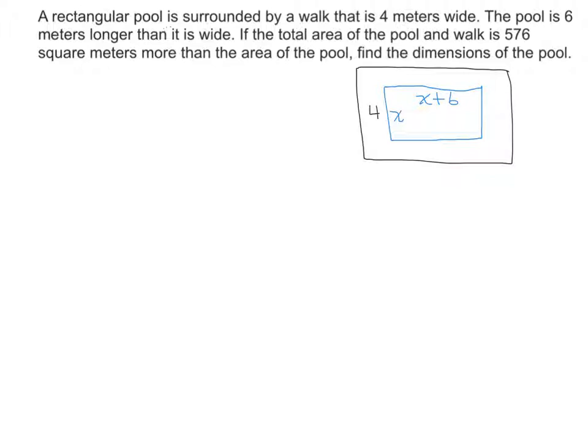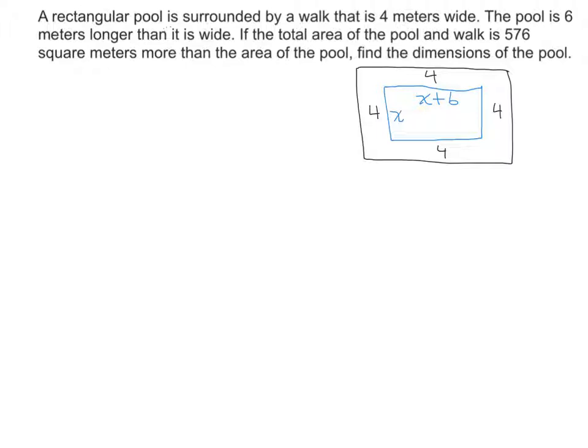The width of it is 4 all the way around. So I'm not drawing the arrows to show that that's the width, but just to let you know that it's 4 all the way around. So what we are also told is that the total area of the pool and walk is 576 square meters more than the area of the pool, and we should be able to find the dimensions of the pool.